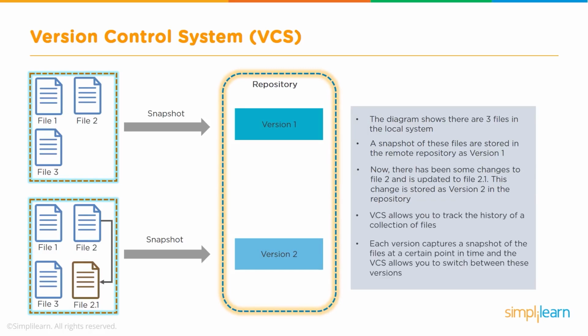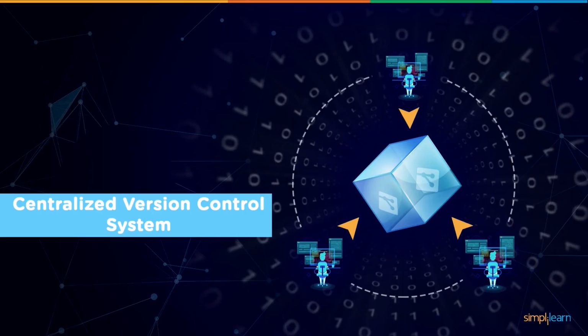The goal is to constantly have each of these versions available so that anybody who wants to check out the file can have the latest version or see a history of how that file became what it is today. Let's look at centralized version control systems, and then we'll compare it against distributed version control systems.